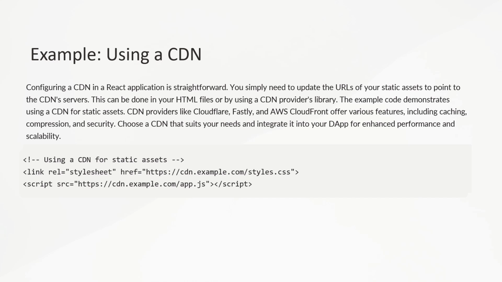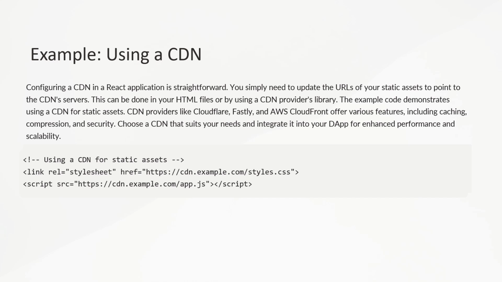Configuring a CDN in a React application is straightforward. You simply need to update the URLs of the static assets to point to the CDN's servers. This can be done in your HTML files or by using the CDN provider's library. The example code demonstrates using a CDN for static assets.